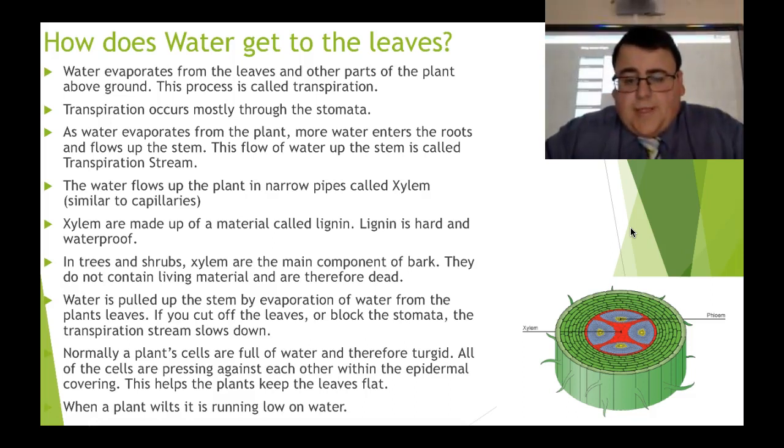Normally a plant's cells are full of water and they're very turgid, so they're very hard and very stretched out, and all the cells are pressing against each other. That helps keep the leaves flat. When a plant is running low on water, that's when you get the wilted plant, so it's very droopy and hanging down.